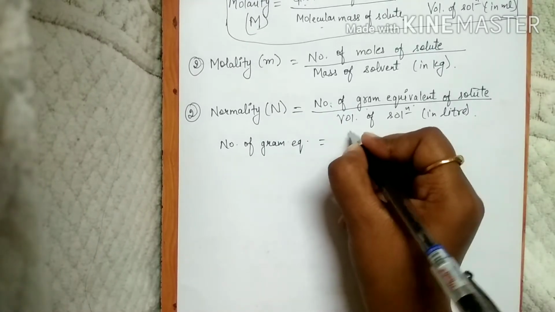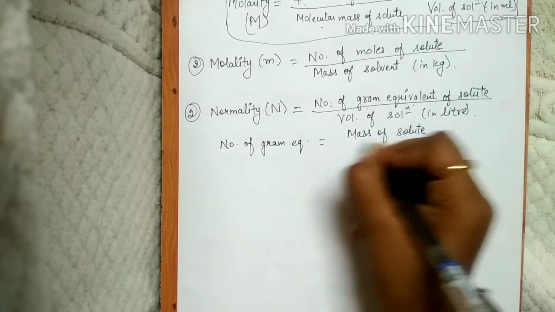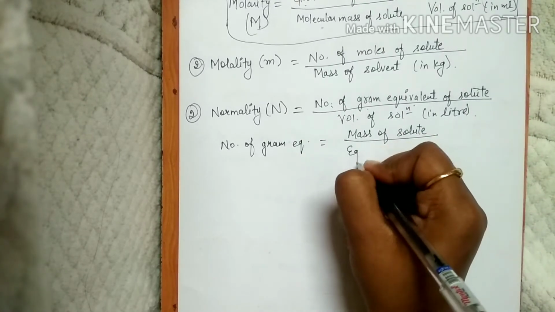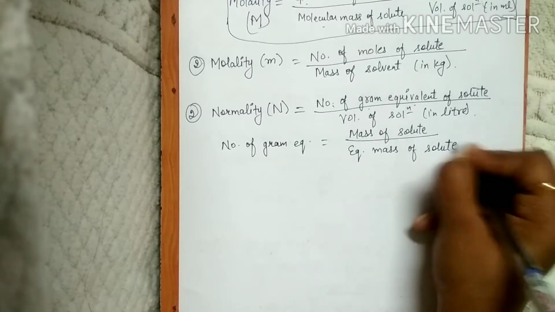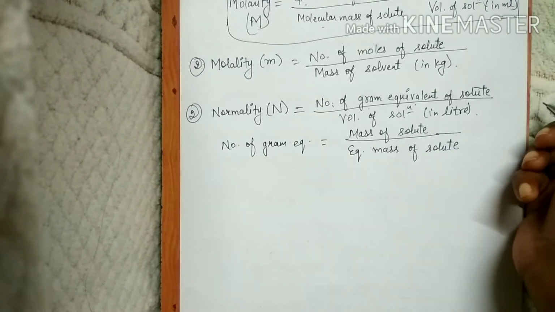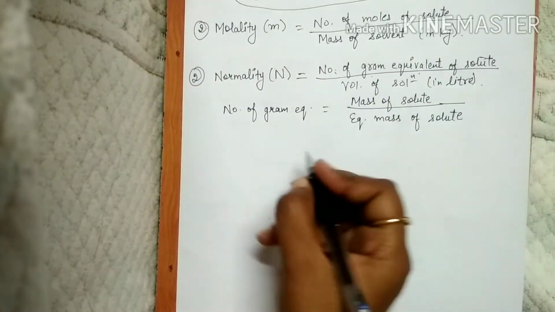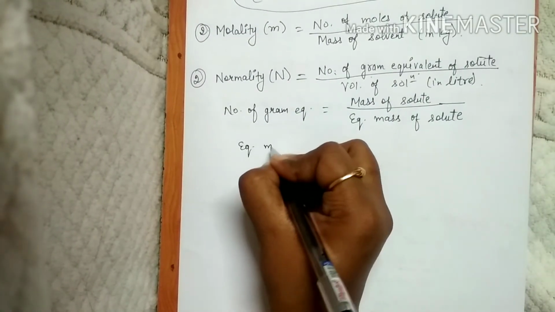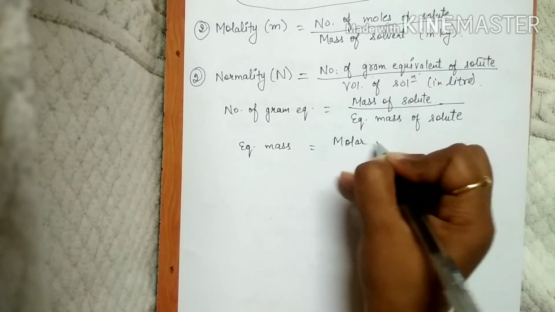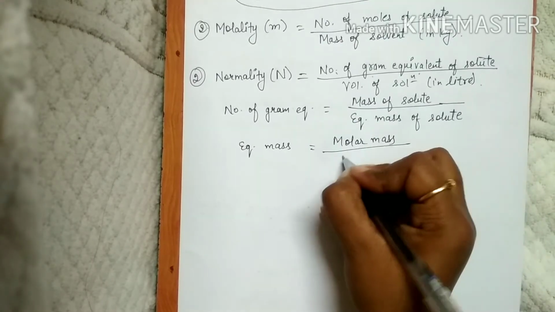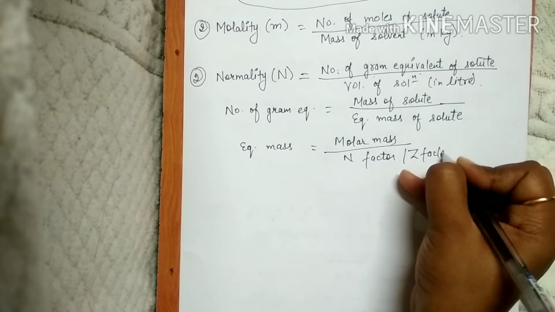The number of gram equivalents is equal to the mass of solute upon the equivalent mass of solute. Now the problem is, what is the equivalent mass of solute? For that also we have a formula. Equivalent mass is equal to molar mass upon n factor, or you can call it the z factor or whatever.